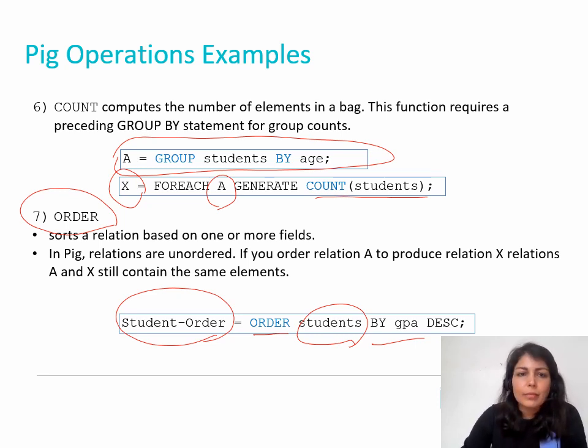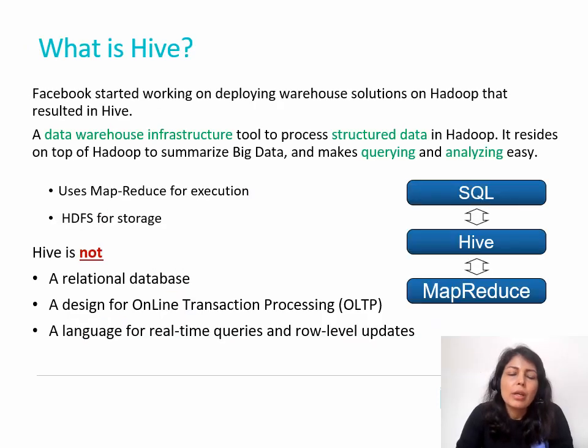Okay, what is Hive? Hive is a platform on top of Hadoop, which was initially developed by Facebook. It's a data warehouse infrastructure for processing structured data. Attention, it is for structured data. And you remember that I said Pig is for unstructured and semi-structured data.